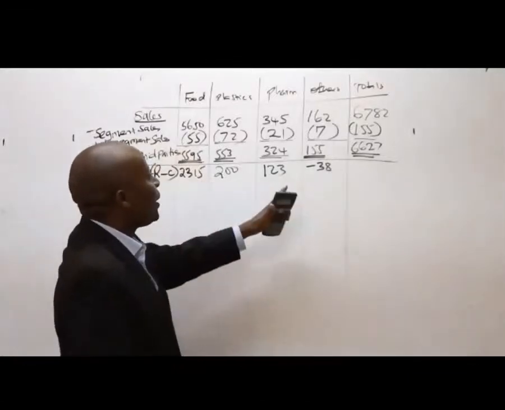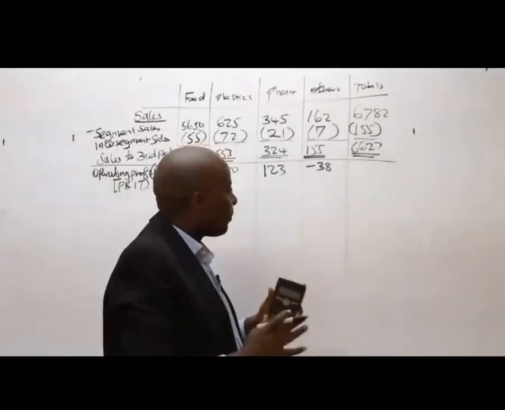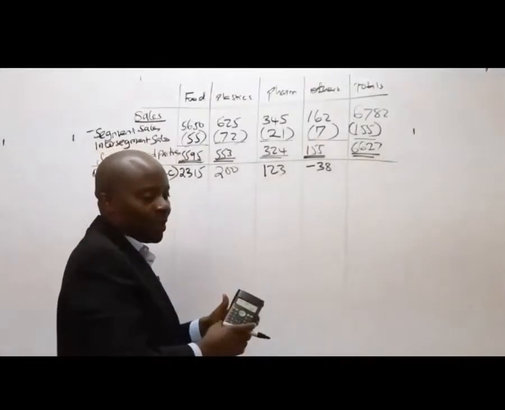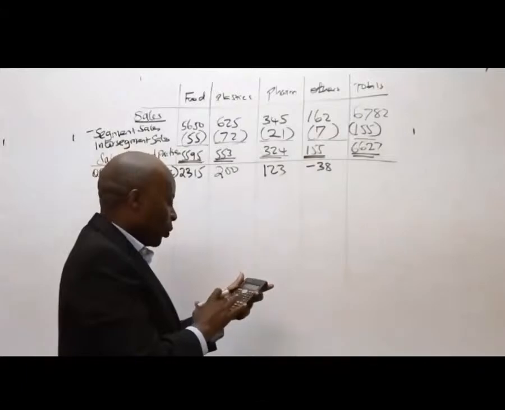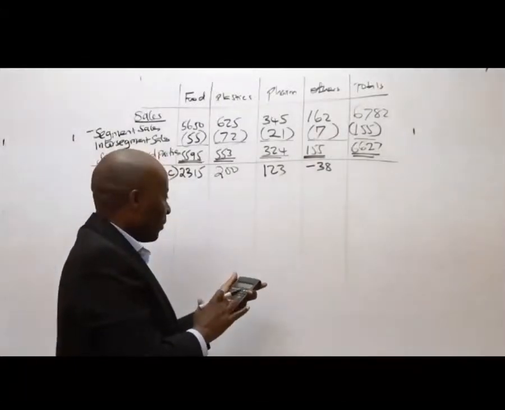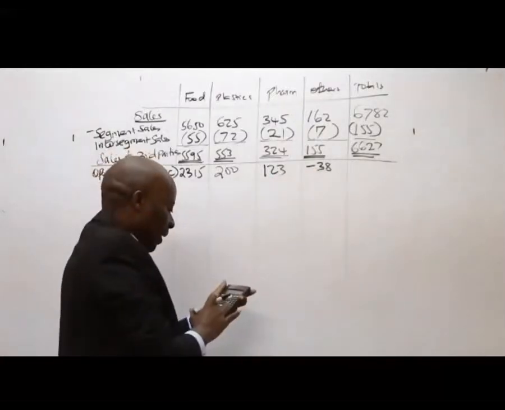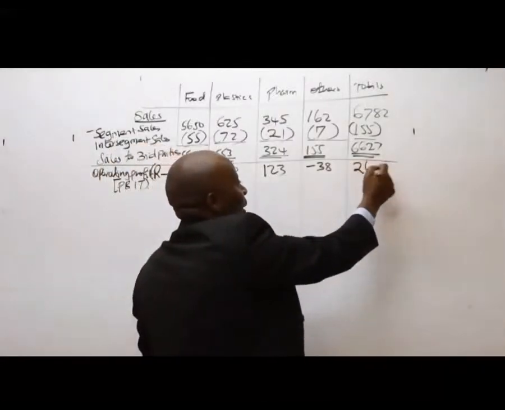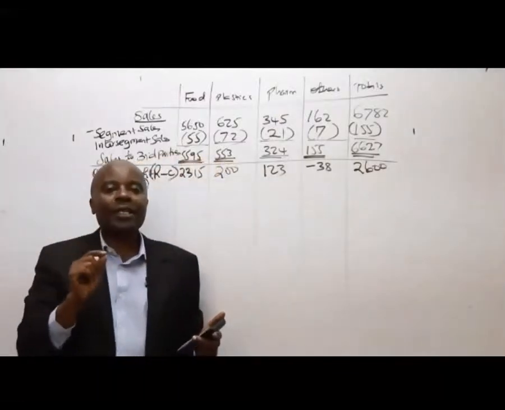Then it will be very important for you to now give us the total operating profit for the entire organization, as a result of adding the segments. So we have 315 plus 200 plus 123 plus, of course, this negative answer. So then what are we getting here? We are getting 2,600.